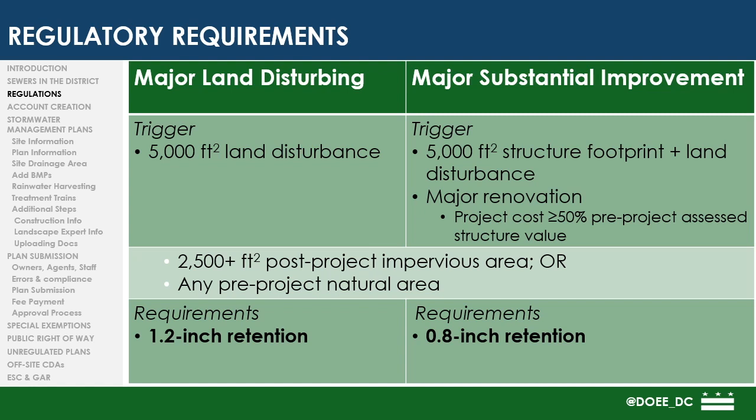There are also major substantial improvement activities, which are renovations where the combined area of the structure footprint and land disturbance is 5,000 square feet or greater, and the cost exceeds 50% of the pre-project value of the structure, and that's just the structure, not the land. And the same two additional triggers related to impervious and natural land cover that applied to major land disturbing activities applied to major substantial improvement activities as well. And these projects are required to retain at least the 0.8-inch storm.